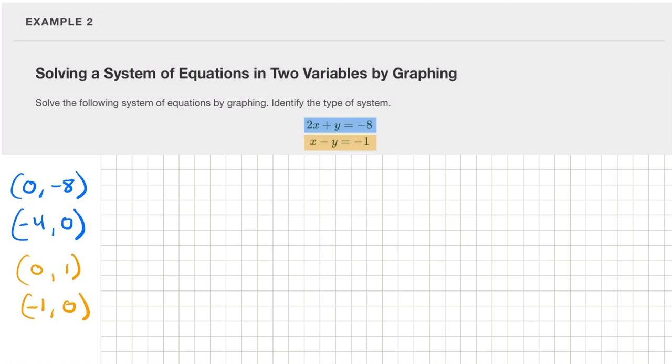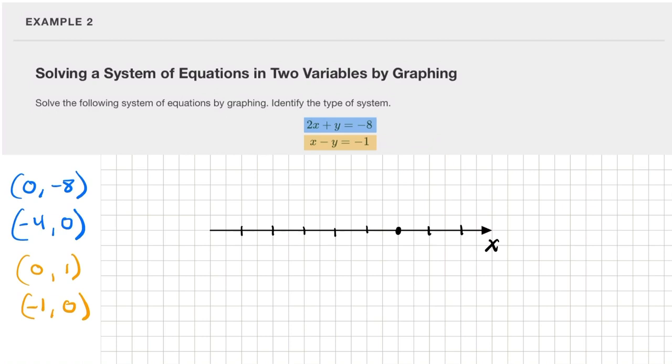Our x values went as low as negative 4. Okay, so it looks like we're focused on quadrant 3. If this is our origin, we just need to get down to maybe negative 5. So we can go 1, 2, 3, 4, 5. This is our positive x. Our y values went as low as negative 8.